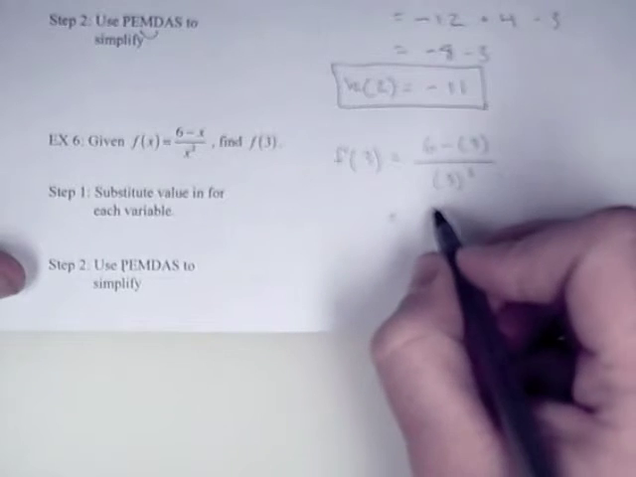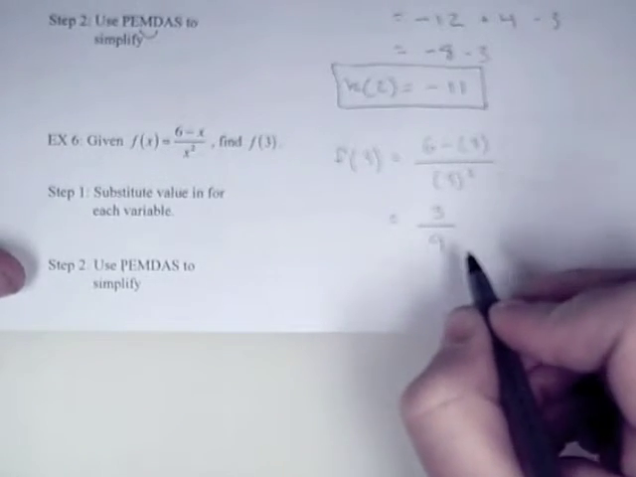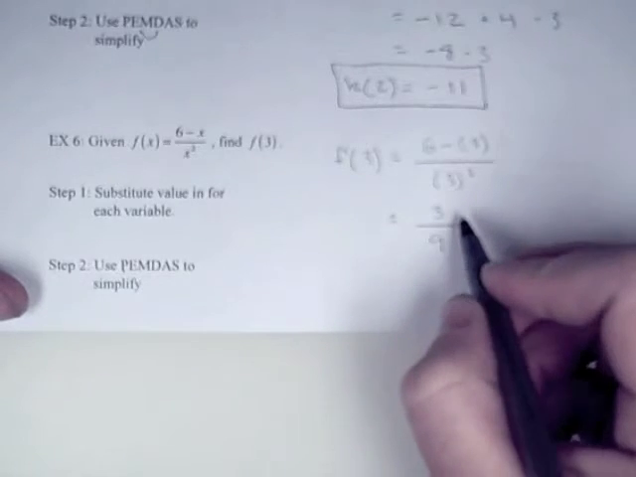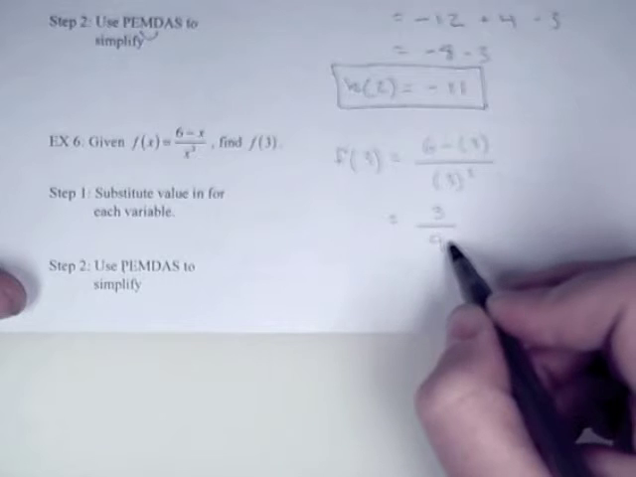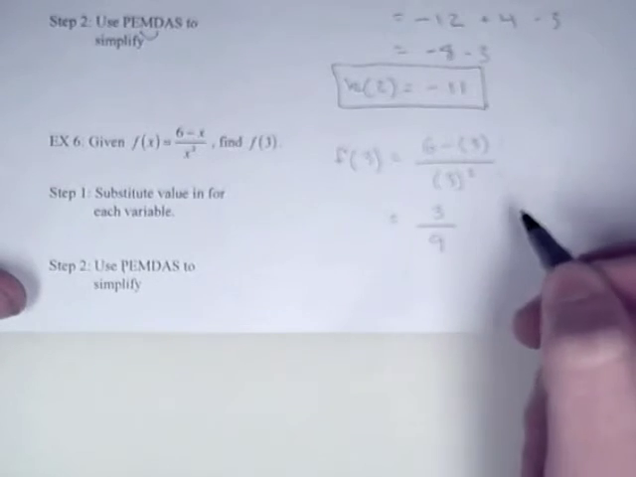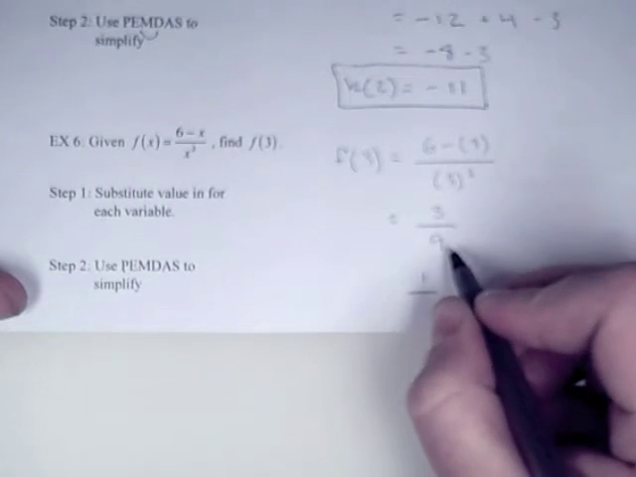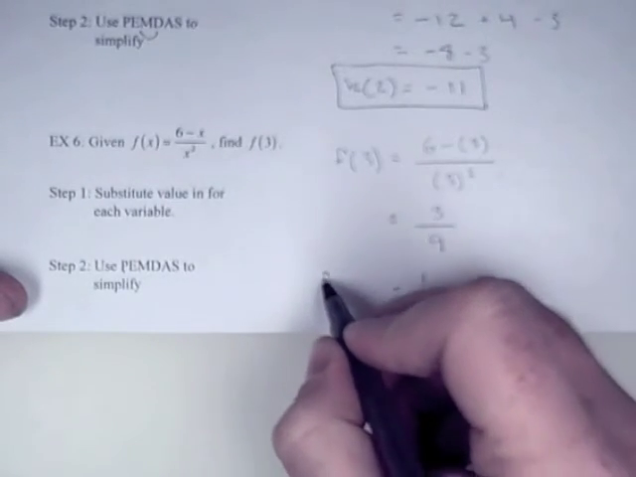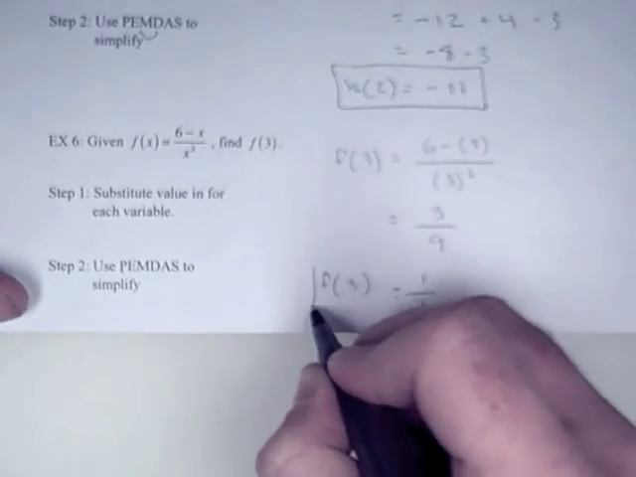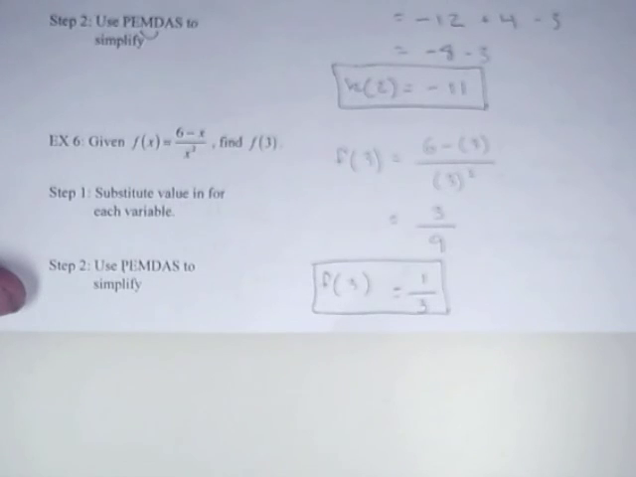6 minus 3 is 3, and 3 squared is 9. That's 3 times itself. This is a fraction, so I can reduce it. Both 3 and 9 are divisible by 3. 3 divided by 3 is 1, and 9 divided by 3 is 3. So 1/3 is my answer. And that's it.